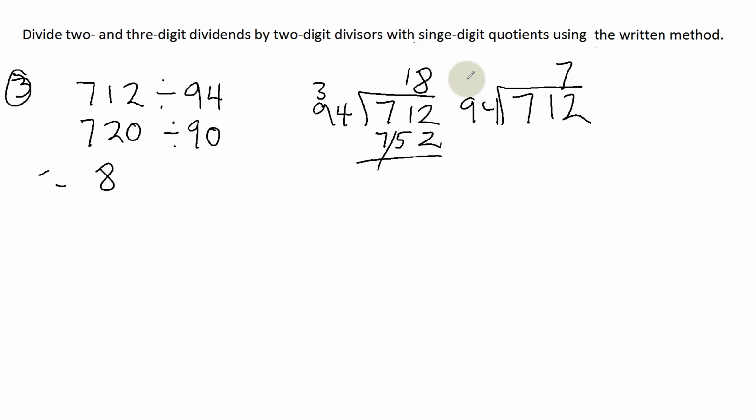7 times 4 is 28. 7 times 9 is 63. 63 plus 2 is 65. We can then subtract. 12 minus 8 is 4. And 10 minus 5 is 5. We now have a remainder of 54, which is less than 94. Remainder of 54. And again, we're going to want to do check by multiplying as well on this problem.